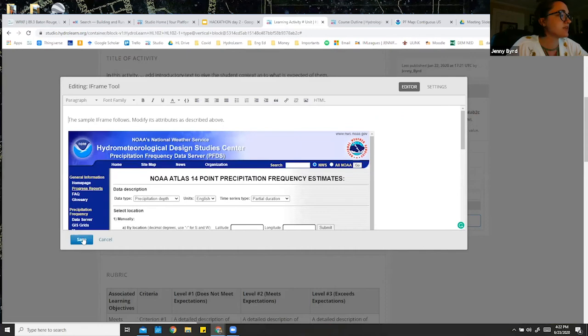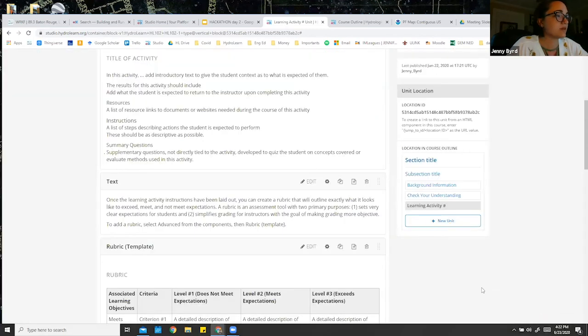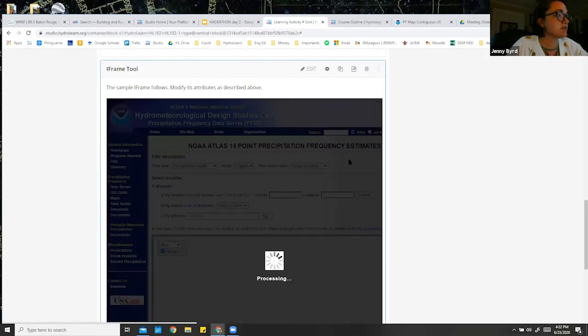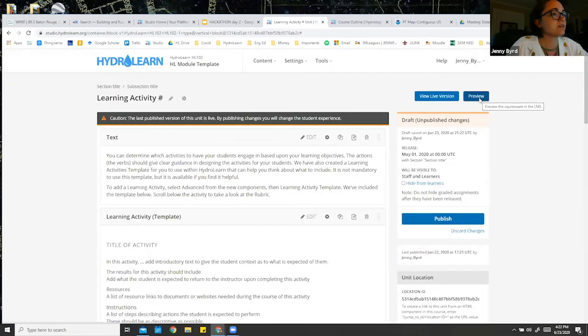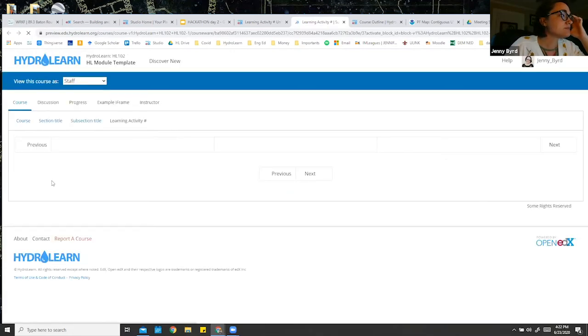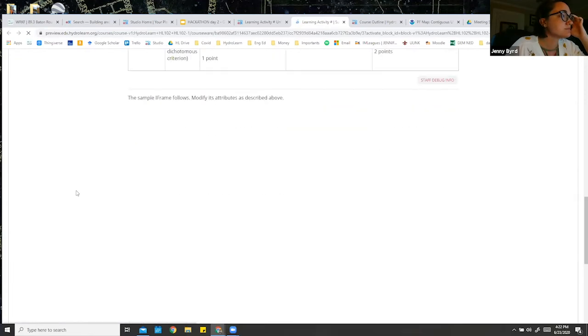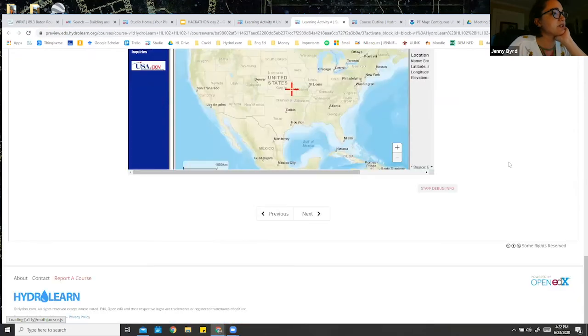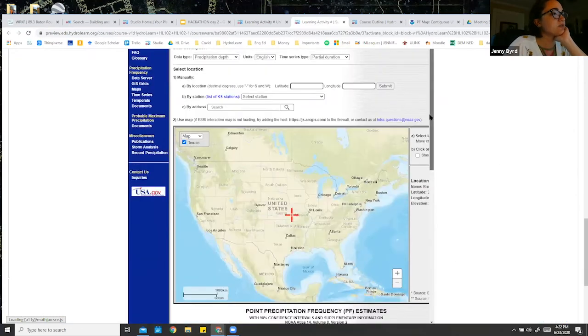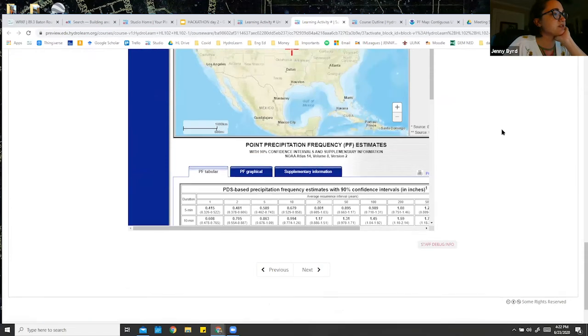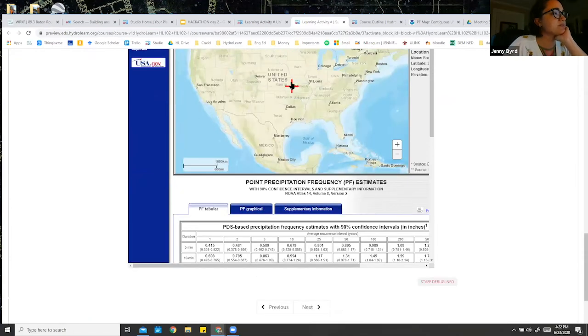It's a little slow in loading, but there it is. Now we can see it down here at the bottom of our page. Instead of preview, let's see what it looks like live. It'll just take a second to load on my end, and it looks pretty good. These are the scroll bars that we enabled. The students are able to interact with the website without ever having to leave HydroLearn.